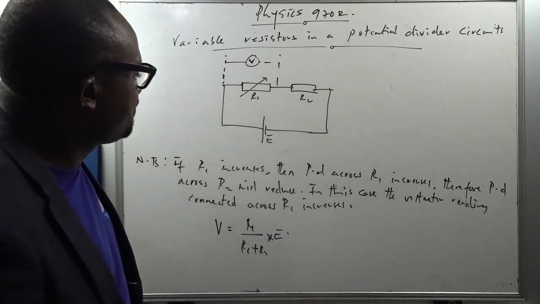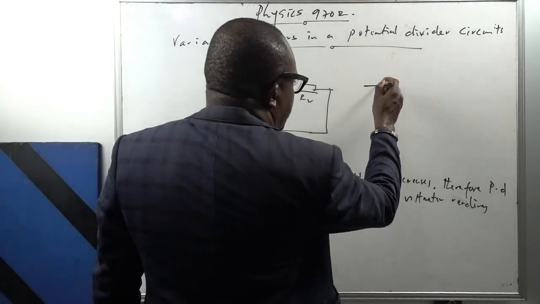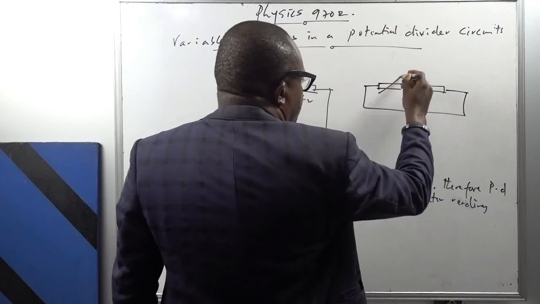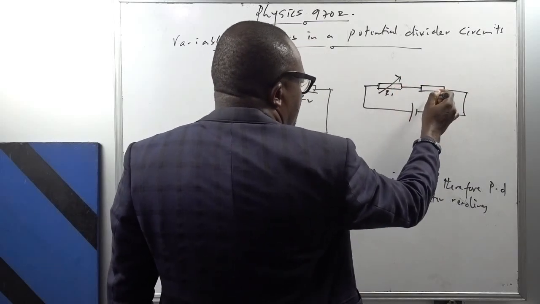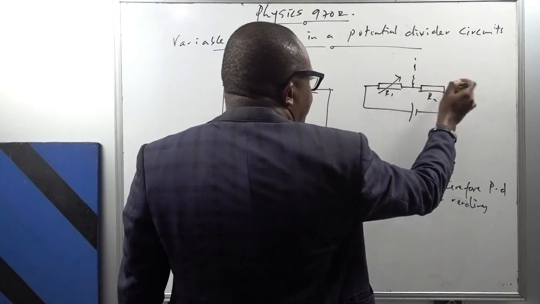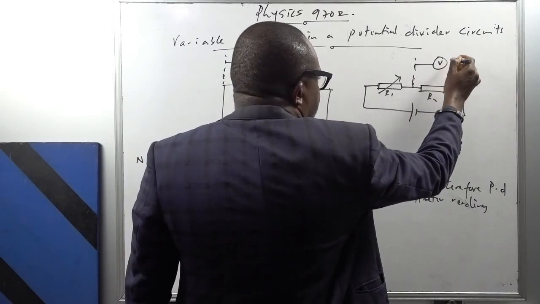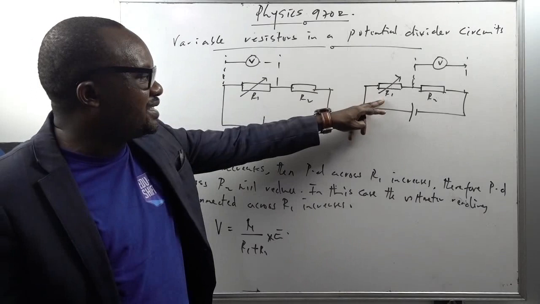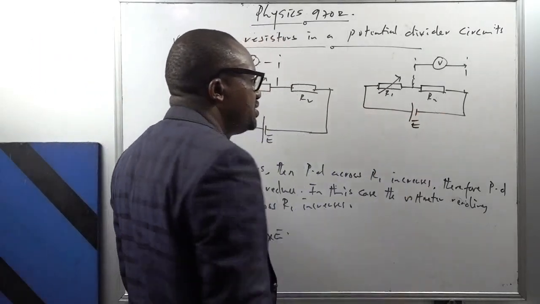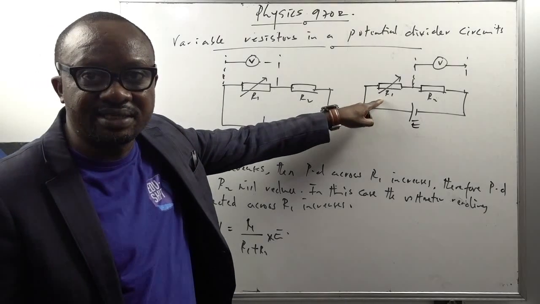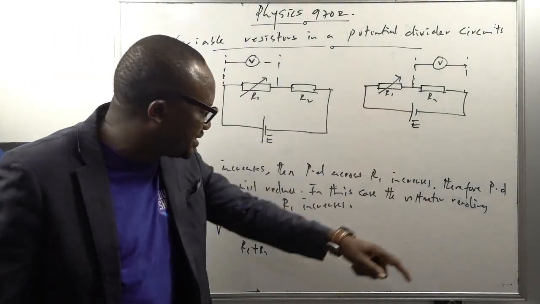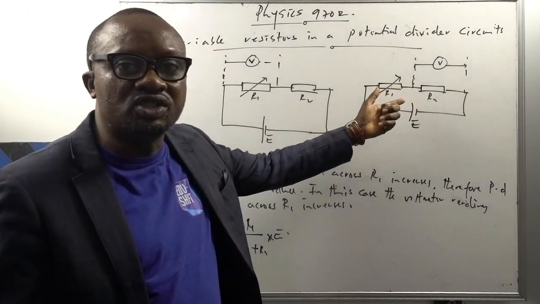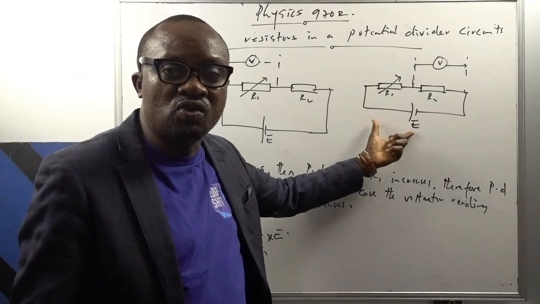How about if I have a situation like this? Let us say we have this case. This is the variable resistor R1, this is R2, and we want to find the voltmeter reading. The voltmeter reading across what? R2. The same thing applies here. If the resistance of the variable resistor R1 increases, then the PD across R1 will increase according to this equation. Therefore, the PD across R2, which is the fixed resistor, will reduce because the EMF of the battery is still what? Is still constant.